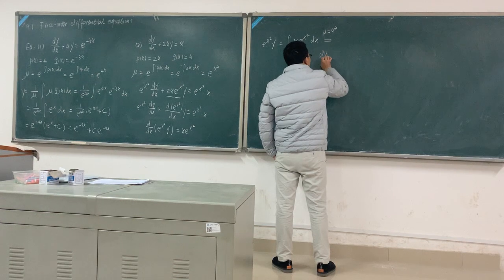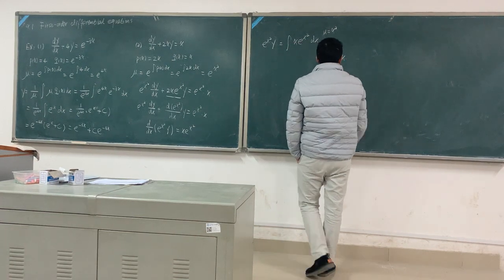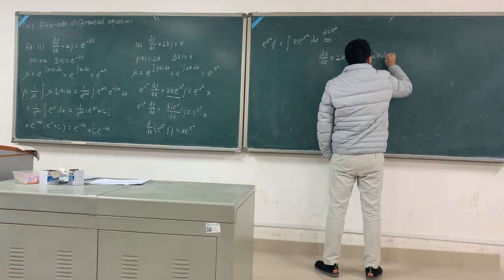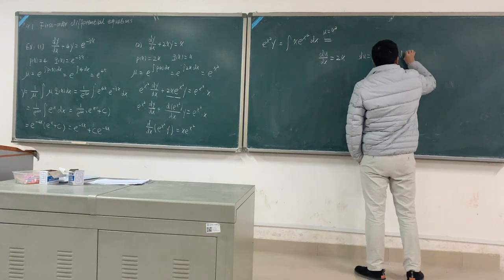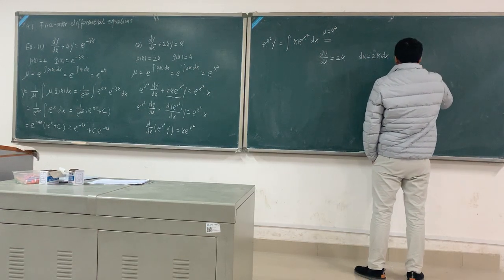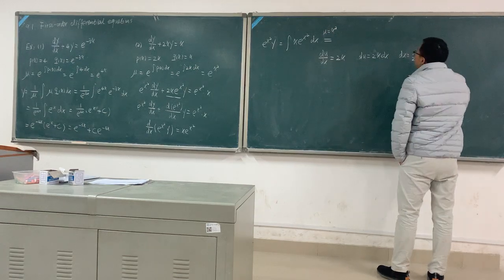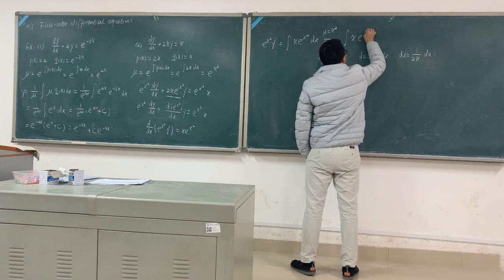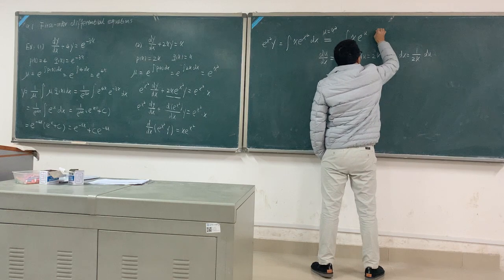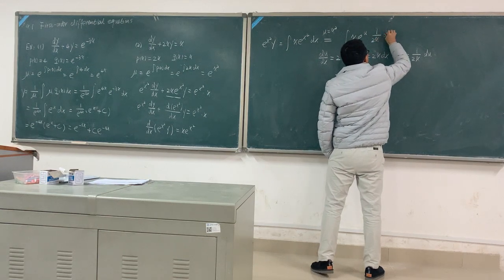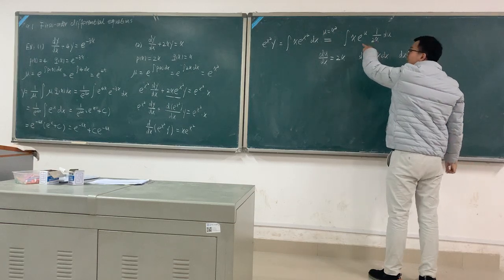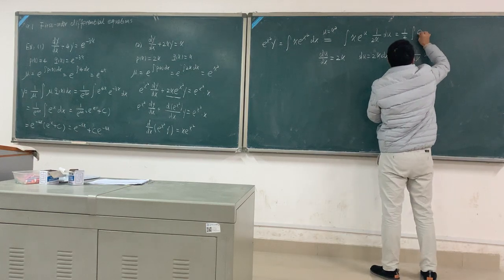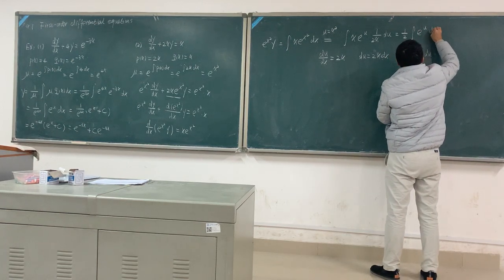So du/dx equal to 2x. Here it means du equal to 2x dx, or dx equal to 1 over 2x du. So here we have x times e to the power u dx equal to x times e to the power u times 1 over 2x du. The x cancels, so here is half the antiderivative of e to the power u du.